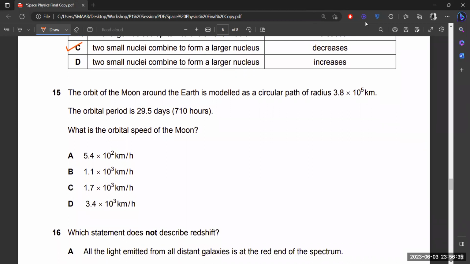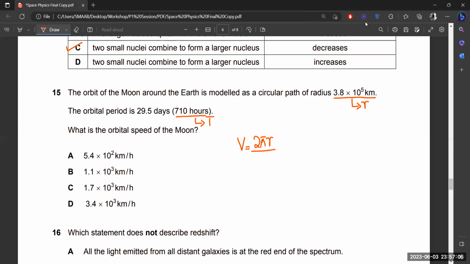Again, the question is related to the orbital speed. The orbit of the moon around the earth is modeled as a circular path of radius r. This is the distance or the radius. Now we already have a value of r, so we don't need to calculate it. And there is a time of 710 hours. This is the orbital time period, so that is capital T. That is a simple, straightforward question related to the orbital speed: 2 pi r over T.